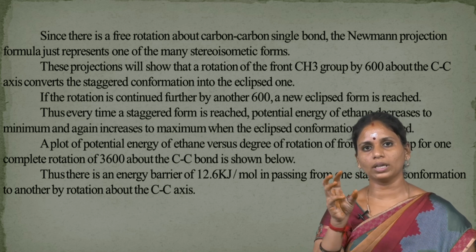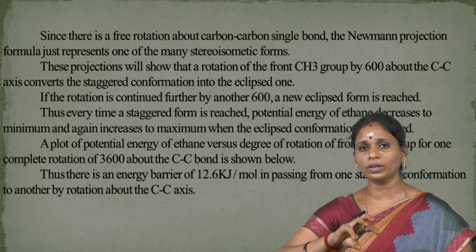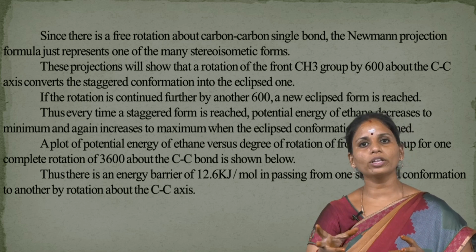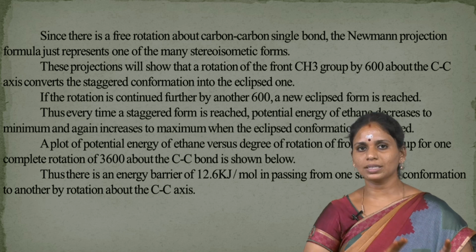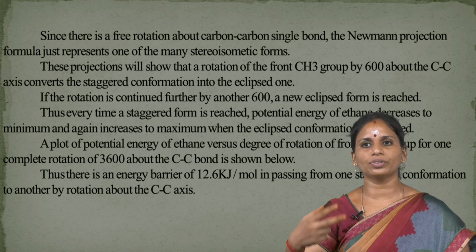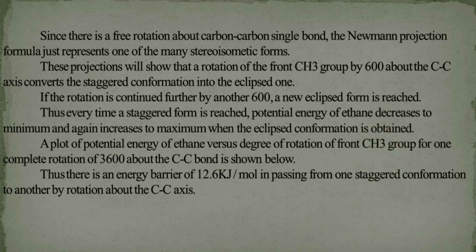Likewise, if you keep one carbon stagnant and rotate the other carbon by 60 degrees, then the whole molecular structure becomes different. There is a staggered to eclipsed form we can arrive at. So every time a staggered form is reached, the potential energy of ethane decreases to a minimum, and again increases to a maximum when the eclipsed conformation is attained.